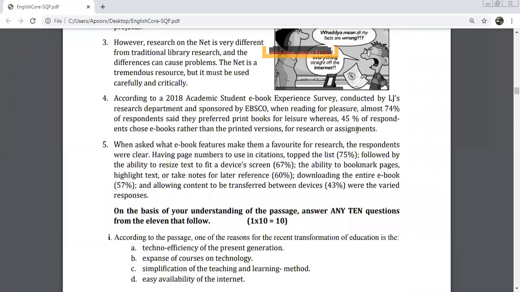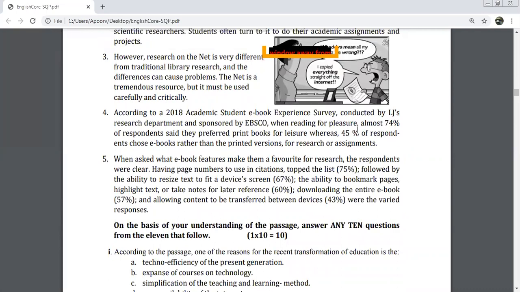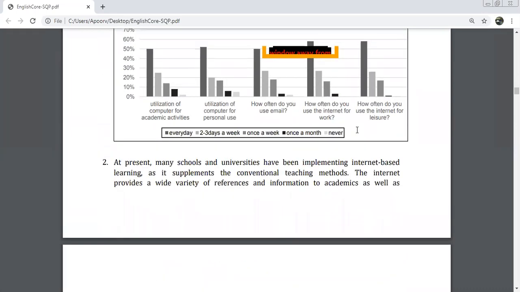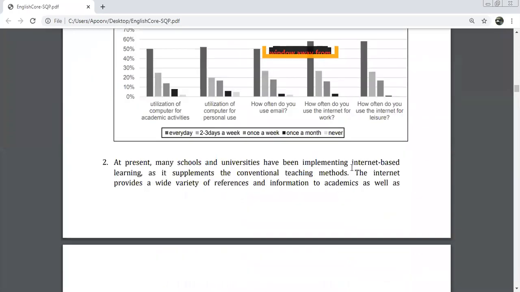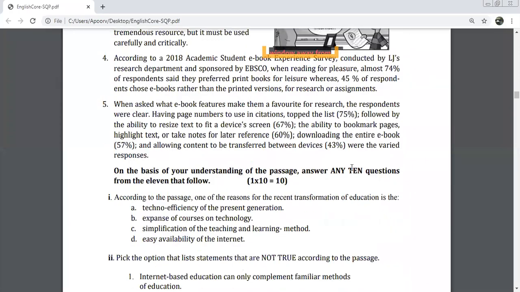Let's have the answers to be discussed. The recent transformation of education. They are asking you, what is the recent transformation of education? What would be the best answer in the options? Techno efficiency of the generation, expanse of course on technology, simplification of the teaching and learning methods, or easy availability of the internet. What is the correct answer? Easy availability of the internet.